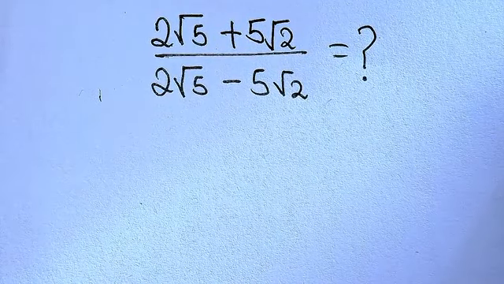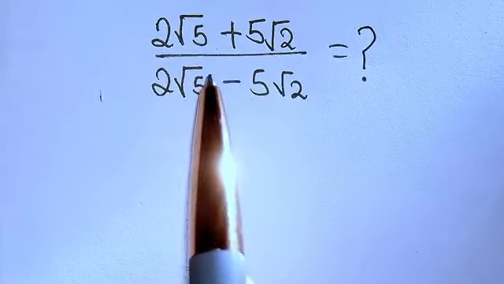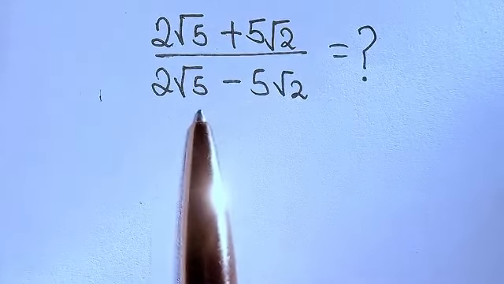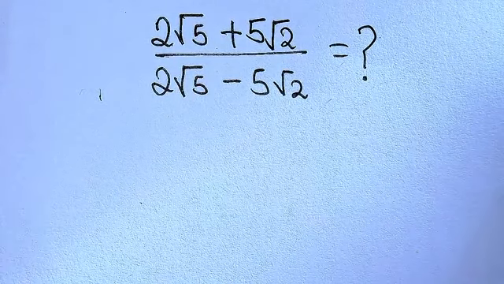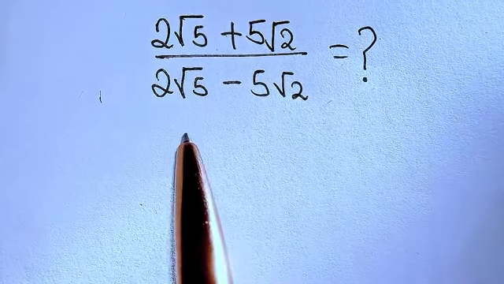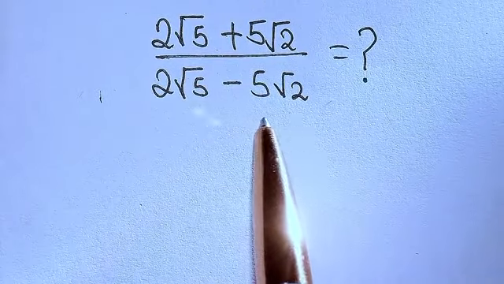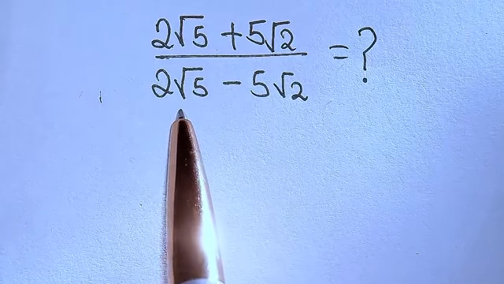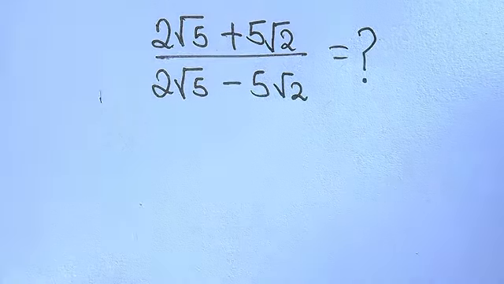In this tutorial, we will simplify this radical expression. So I have 2 root 5 plus 5 root 2 over 2 root 5 minus 5 root 2. What we are going to do is rationalize this denominator. What do we mean by rationalization? That is, we don't want to see all these radical signs at the denominator.